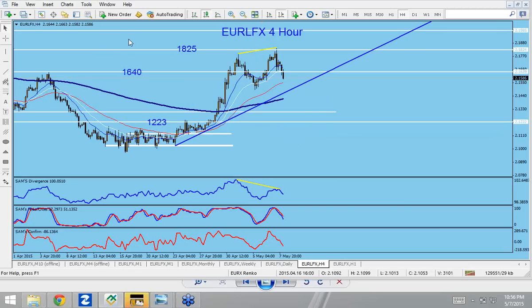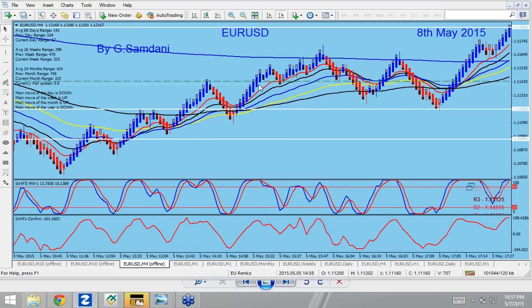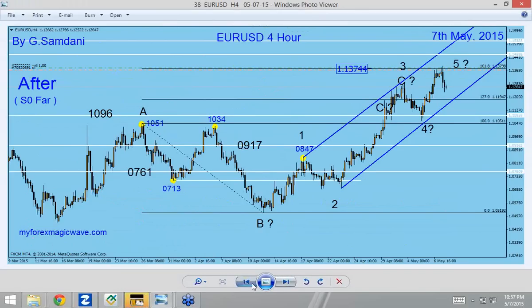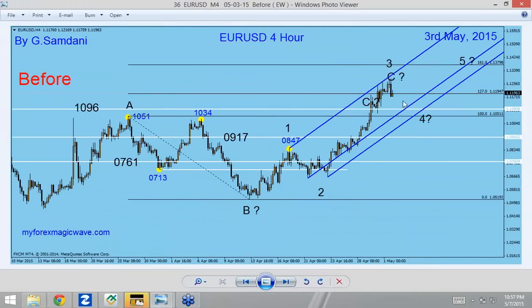I showed it in my webinar, but I closed it. And EU is still running. But by the way, when I had this chart that is going to drop wave 4 and then go wave 5, I don't want to bother with that.